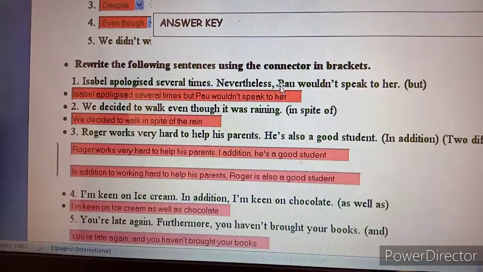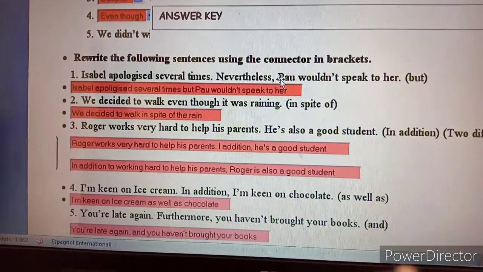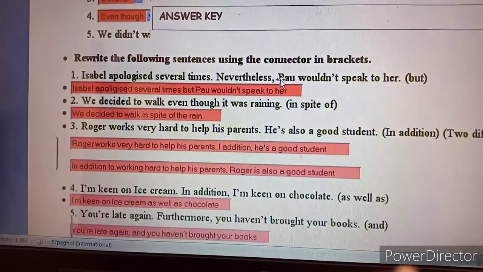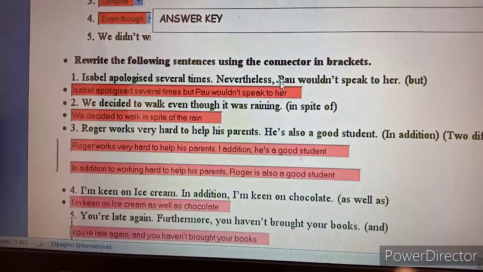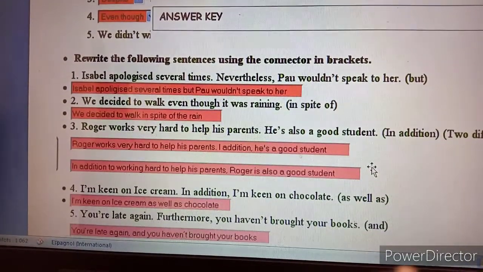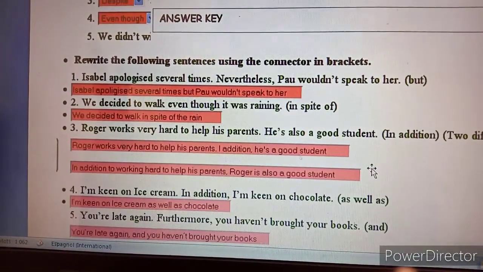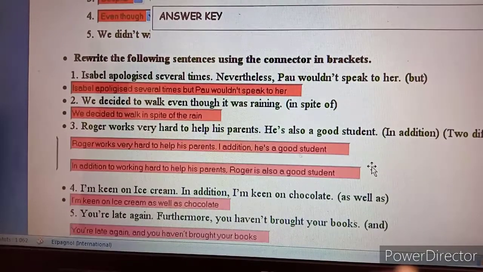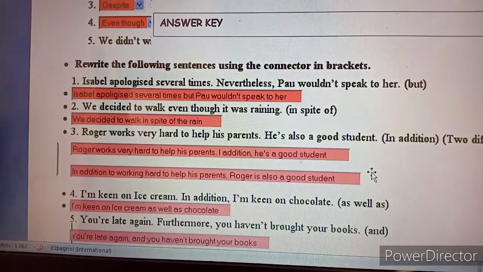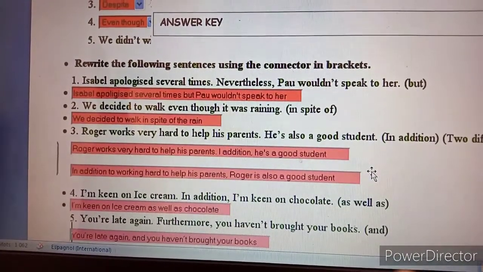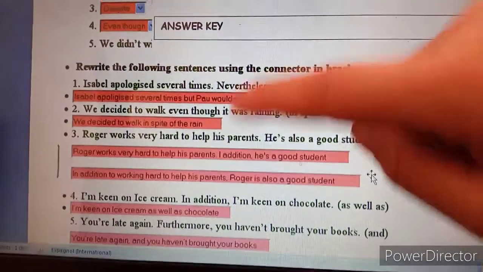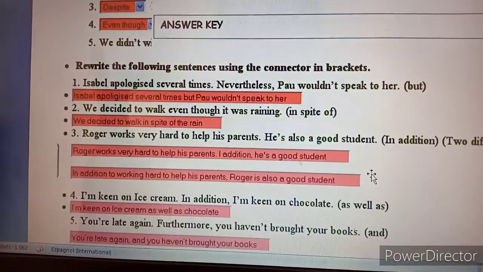Yes, so this is the correction. So here, Isabel apologized several times. Nevertheless, Paul wouldn't speak to her. So here we will put but. Isabel apologized several times, but Paul wouldn't speak to her. So we just removed nevertheless and we put but.